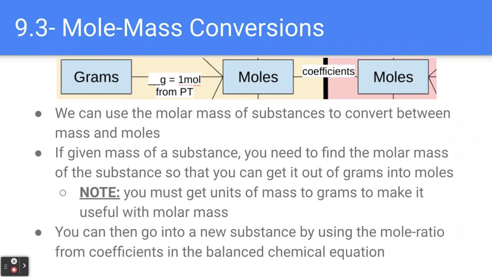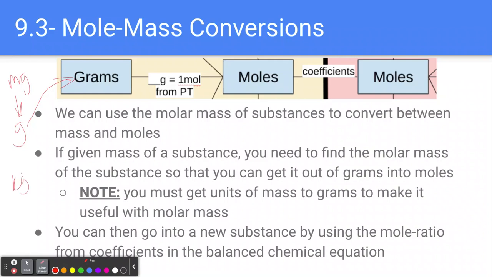If we, for whatever reason, were given mass in something other than grams, let's say we were given our units in milligrams, you've just got to first take the milligrams to grams, and then you can start that. If we were given kilograms, you would want to take it from kilograms to grams, and then we could start that problem. So make sure that you get to grams in order to be able to use molar mass. That doesn't happen a ton, but you may see it. So if you are ever given a mass that's not in grams, make sure you get it to grams before you start the problem. Now, again, you need to find this by calculating the molar mass.